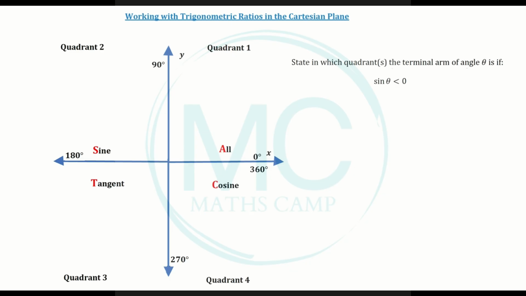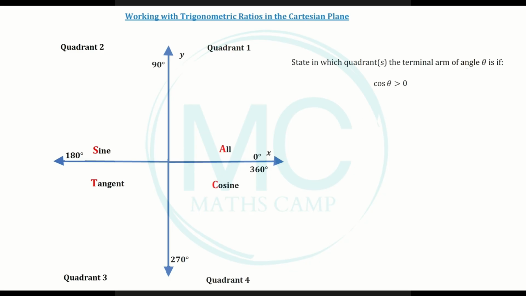If sine theta is smaller than 0, we are looking for the quadrants where sine is negative. All the ratios are positive in quadrant 1, and sine is positive in quadrant 2. This means that sine must be negative in quadrant 3 and in quadrant 4.